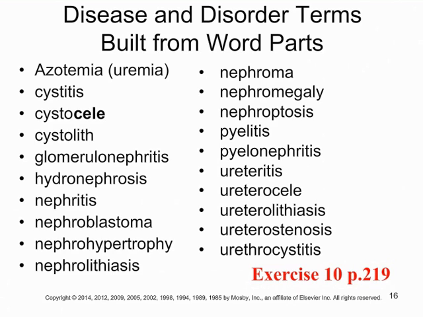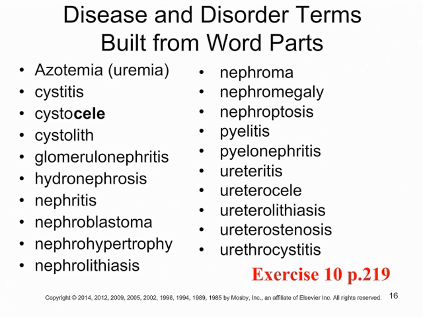Both of them are kind of used interchangeably. And if we remember a while back, emia means blood. So azotemia means that you have urea in the blood. And urea is one of those substances or waste products that's supposed to be filtered out of the blood by the kidney. And so in this condition, that filtering is not taking place, so you have a buildup of this waste product.